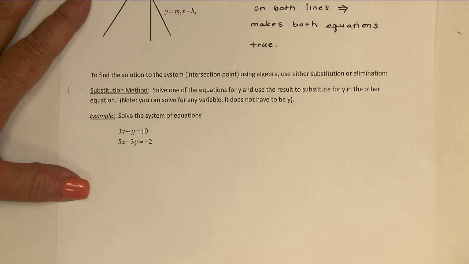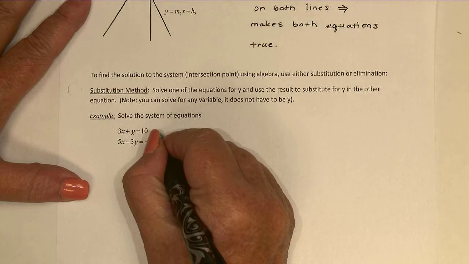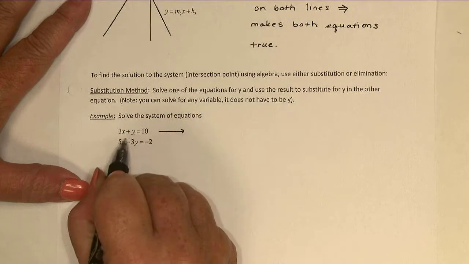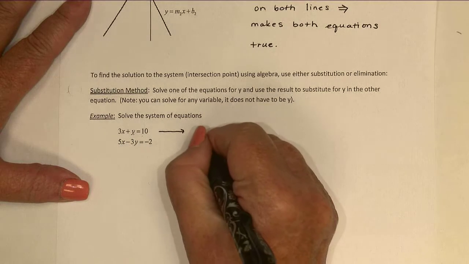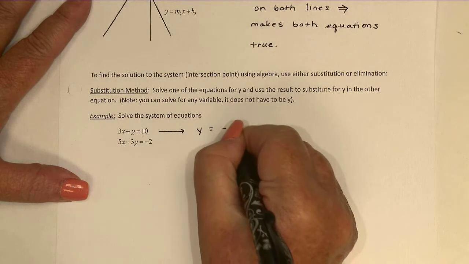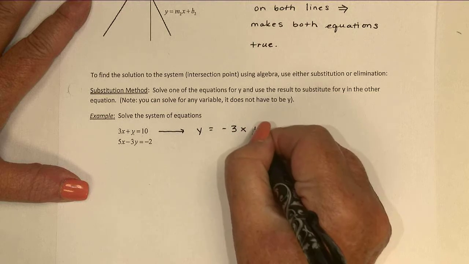Typically, that's what I look for when I'm trying to solve a system by substitution. I look for a variable that's easy to get by itself. So let's do that first. In this case, if I simply subtracted the 3x, my equation would look like y equals negative 3x plus 10.